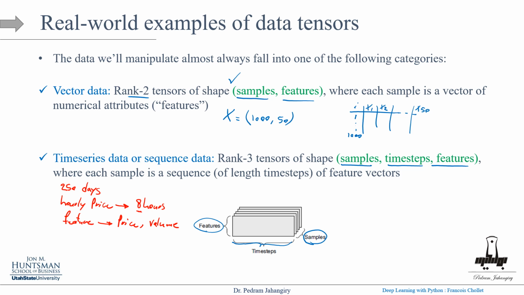So how do I write it as a tensor? Maybe pause the video and think about it. Okay, so I'm going to have, we start from the samples, 250, and then what is the time step? For each day, it's going to be 8 hours, and how many features do you have? 2. So this is our tensor for structured data, for example here, time series.